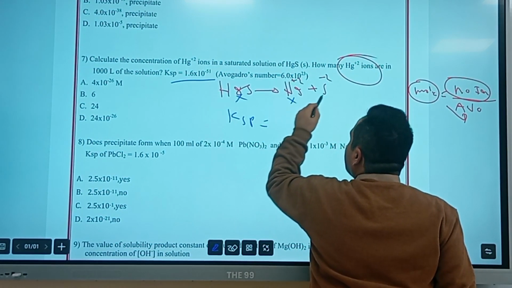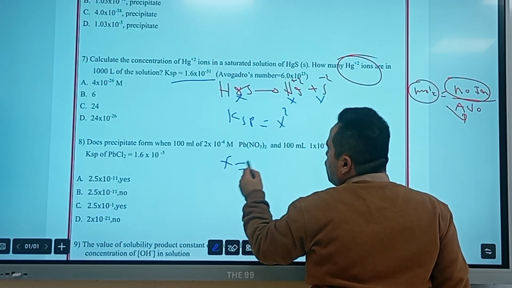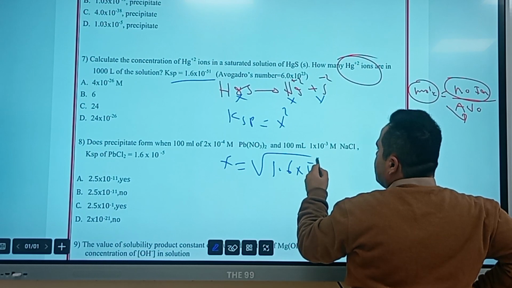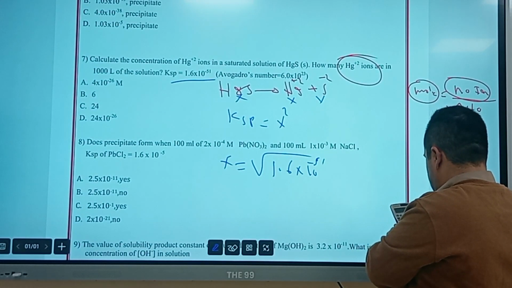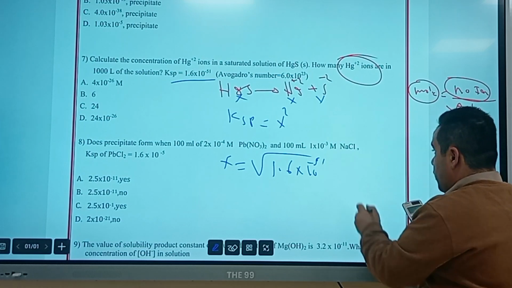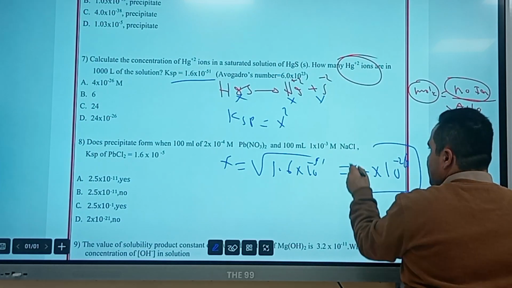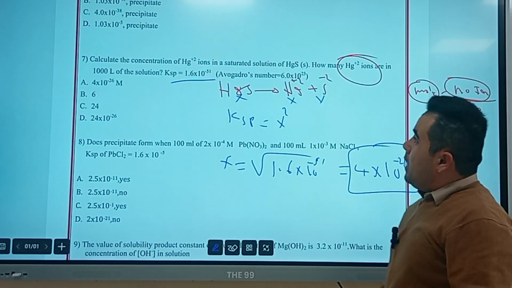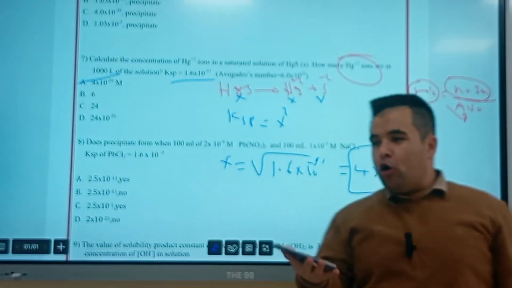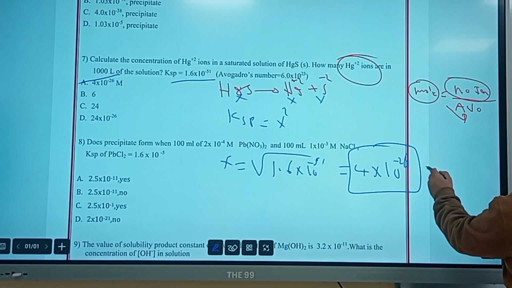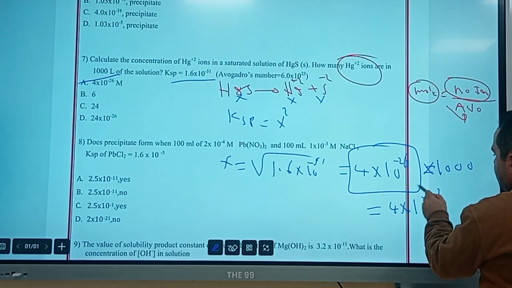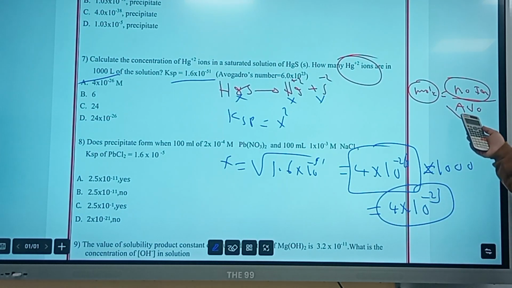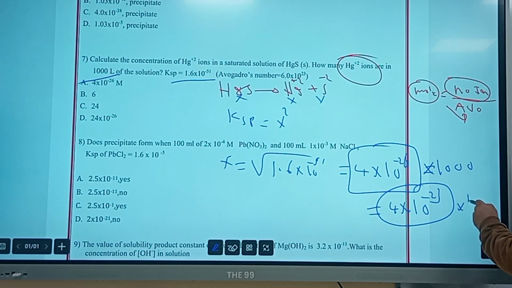KSP for this, x is equal to x squared. X is equal to the square root of 1.6 10 to the power minus 51. Minus 51, it will be minus 26, but let me take the 1.6 10 to the power minus 51. Oh yes, 4 10 to the power minus 26, guys. This is the concentration of Hg. The volume is given, so let us convert this concentration to mole by multiplying by the volume. Multiplying this by 1000, you'll get 4 10 to the power of minus 23. This is the mole. And mole multiplied by Avogadro's number, guys, which is 6 10 to the power 23. The 23 and minus 23 cancel out.